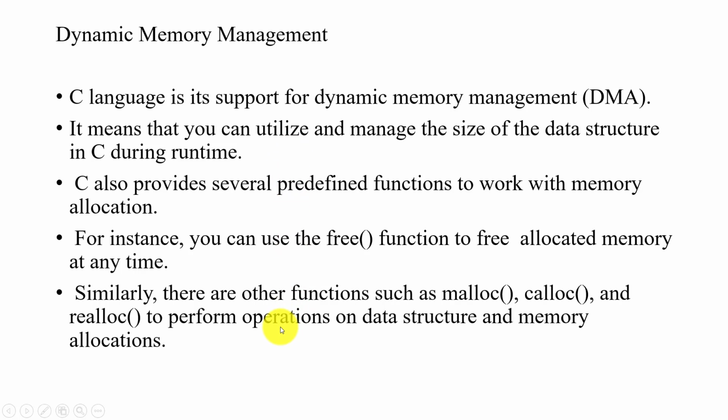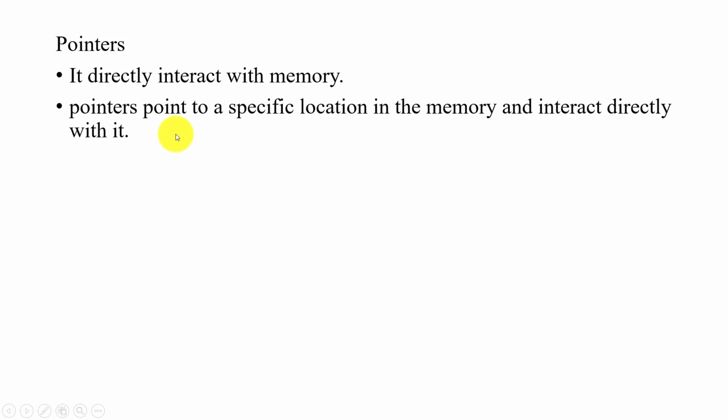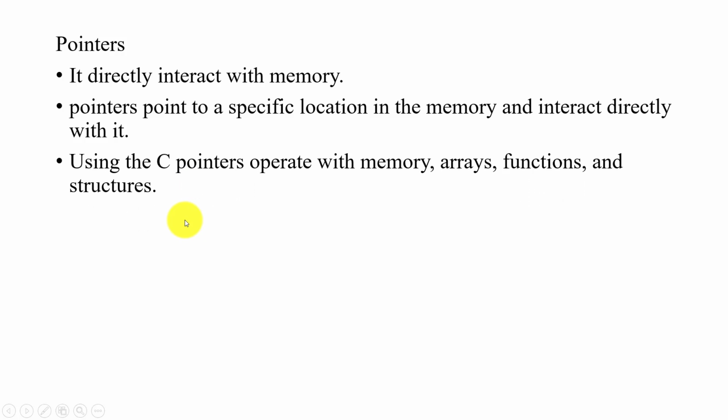The next very important feature of C programming is called the pointer. What is a pointer and what is the exact way to use it, we're going to discuss in a further video. But right now, it allows direct interaction with memory, as a pointer points to a specific memory location or address and interacts directly with it. So it's very useful in applications, because using C pointer operators we can manage memory, and we can use arrays, functions and structures.